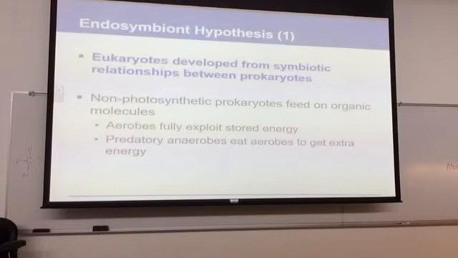Okay, so it talks about how eukaryotes developed from a symbiotic relationship between prokaryotes. So they accidentally engulfed one another. And it wasn't just a single isolated case where one was engulfed. It started to happen over and over again, because if it was a single isolated case, we would not be here. It had to have kept happening over and over again.